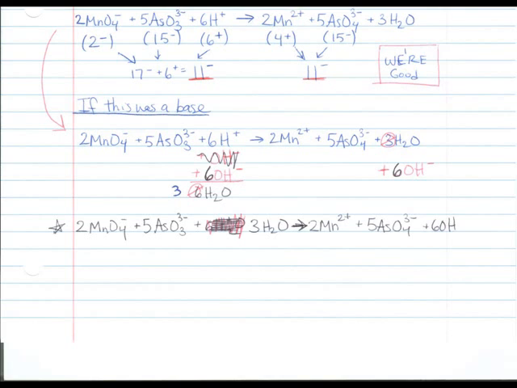And this is our final balanced equation if the reactants were reacted in a basic solution: 2 MnO4 1 minus plus 5 AsO3 3 minus plus 3 H2O yields 2 MnO2 plus 5 AsO4 3 minus plus 6 OH minuses. I forgot to put the minus sign next to the OH, but same thing.